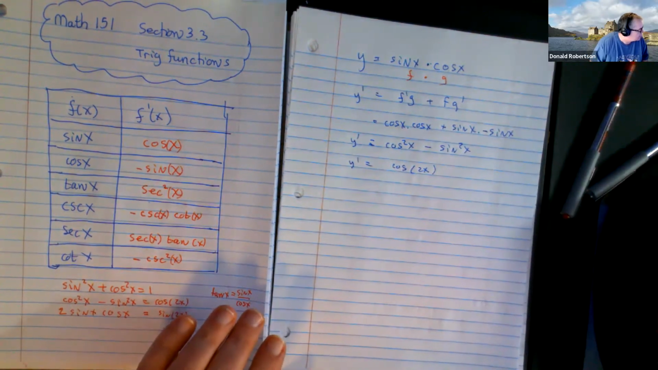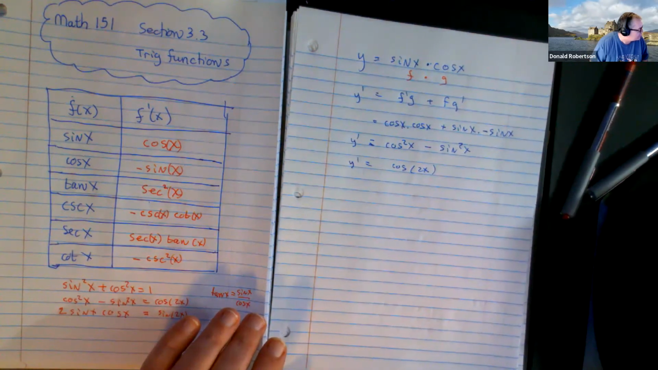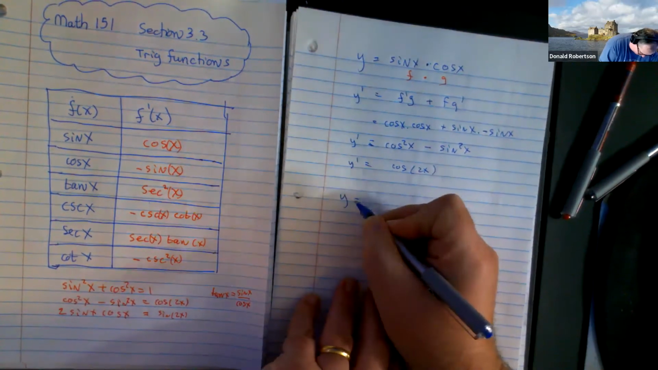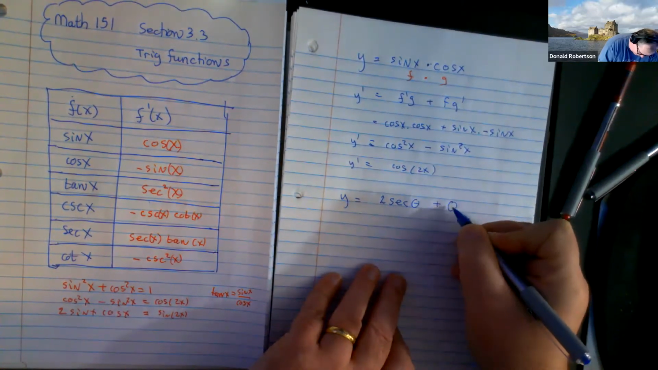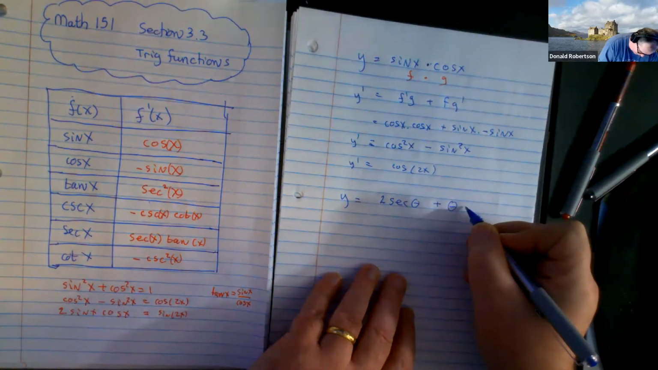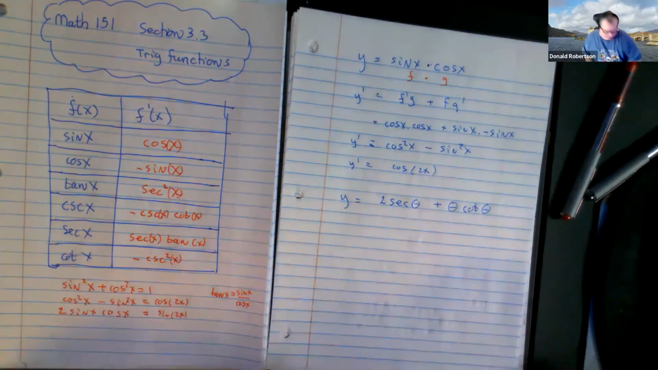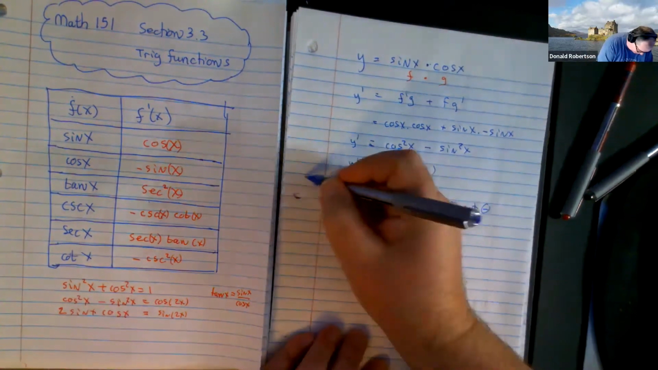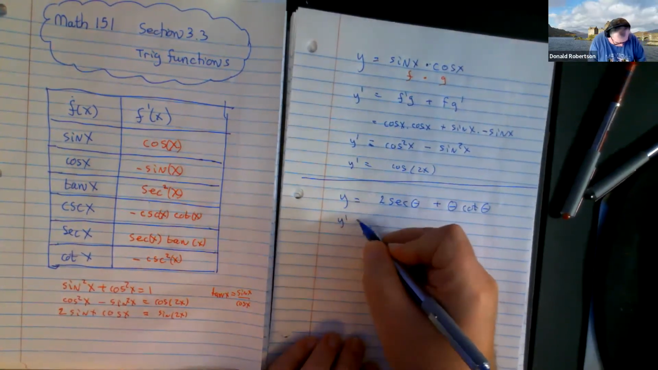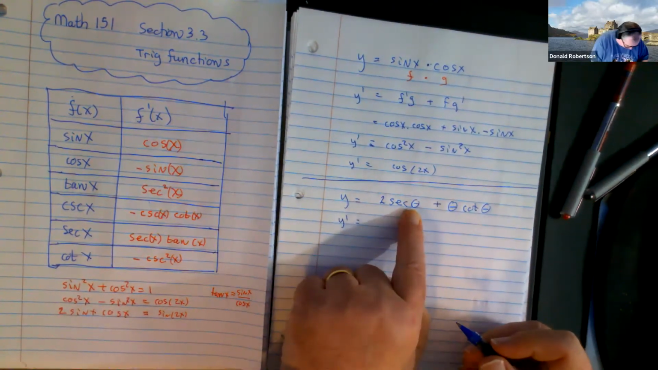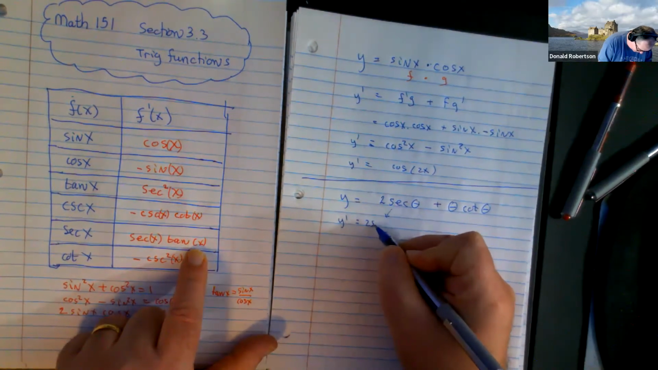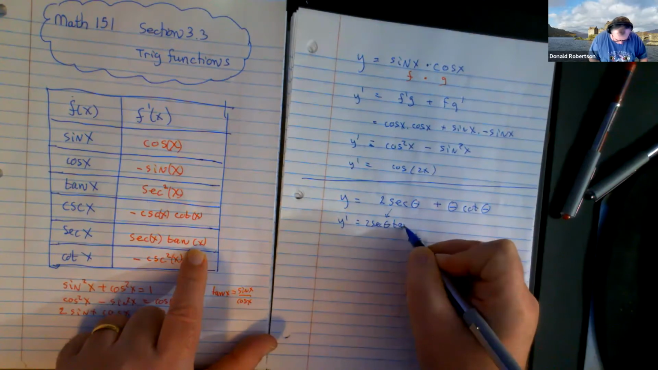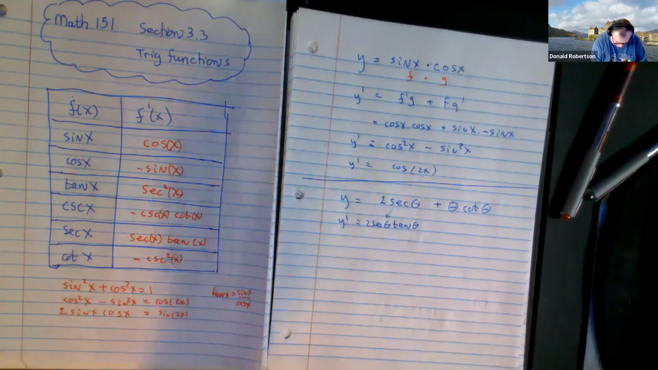So let's put in some secants and cosecants. Suppose I have a function 2 times secant theta plus theta cotangent theta, and I want to find its derivative. Well, 2 times secant theta, a secant gets me a secant tan. So the derivative of this guy is just 2 times secant theta tan theta. Done. How am I going to do this one?